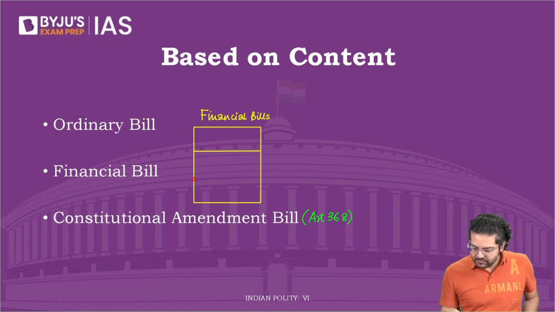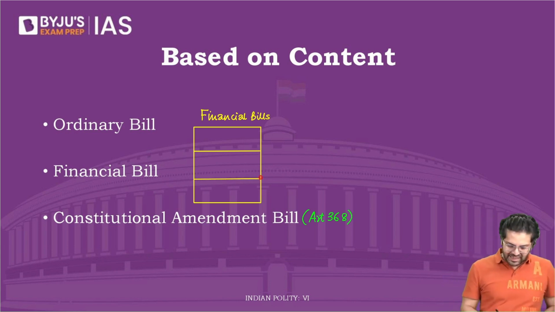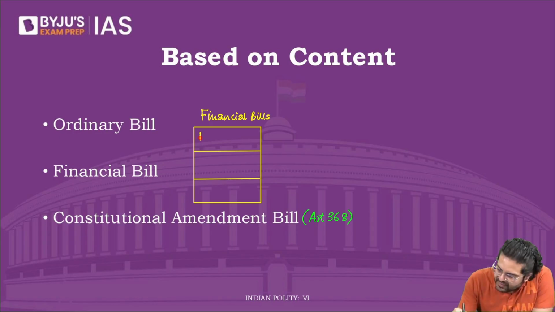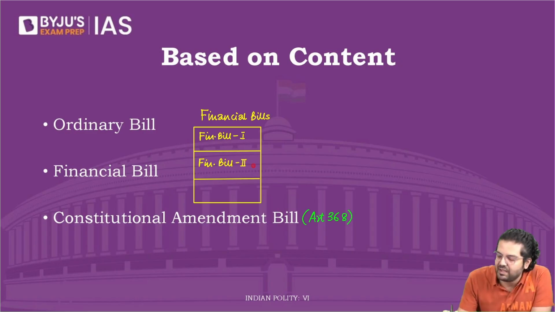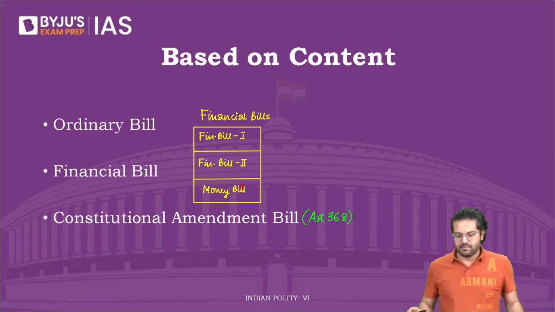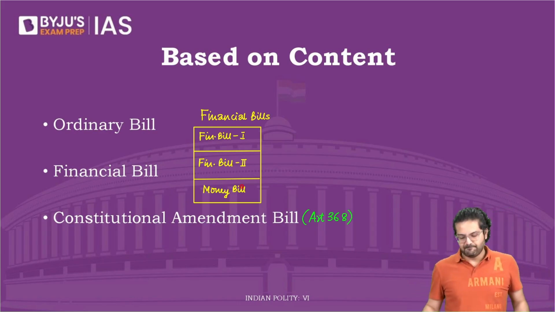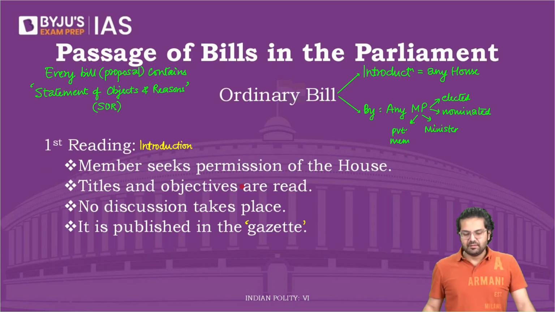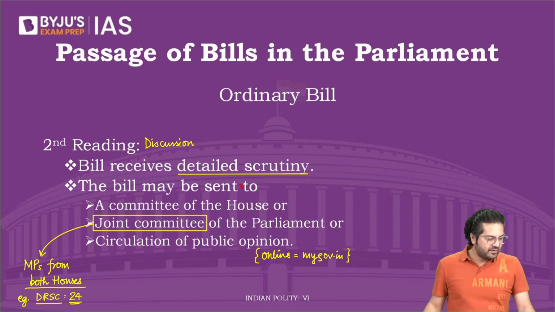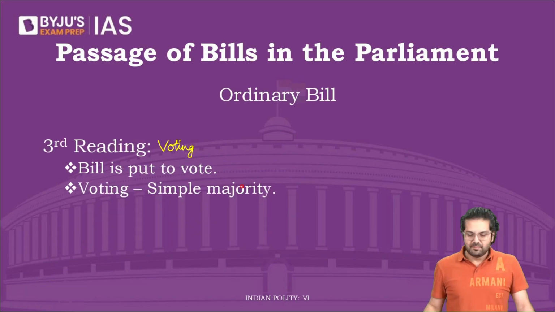Type 1, type 2, and the third type is called money bill. So we have financial bill first type, financial bill second type, and third is money bill. Clear? Okay. Let us now discuss what are some special provisions for money bill.